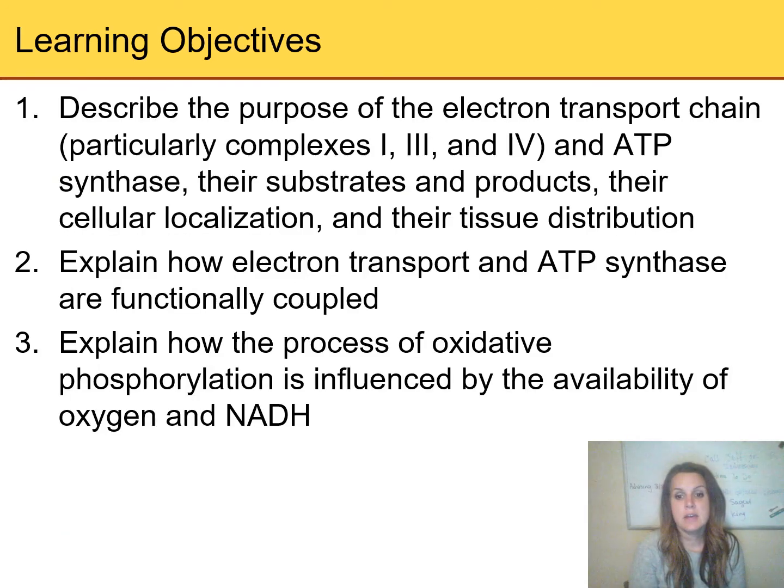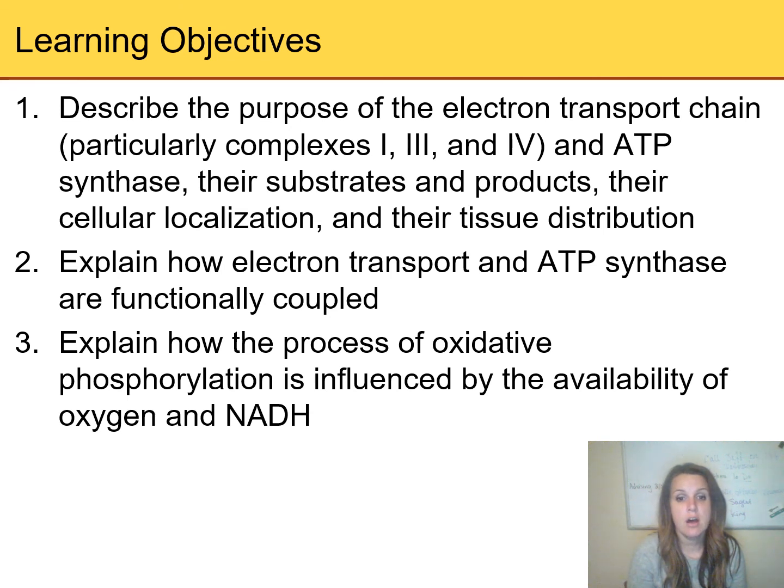Okay, let's come back to our objectives and see if we've answered them all. You're supposed to be able to describe the purpose of the electron transport chain, check, and the complexes 1, 3, and 4 in particular, yep. ATP synthase, yep. Their substrates, products, cellular localization, and tissue distribution. Yeah, we talked about that today. Number 2, explain how electron transport chain and ATP synthase are functionally coupled. We talked about that today, specifically ATP synthase coupling.